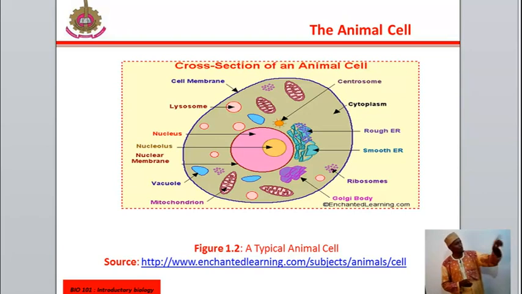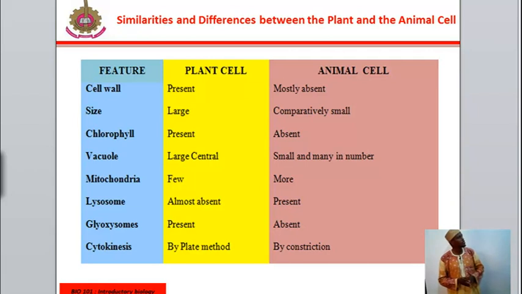The nucleus, let us see the nucleus. The nucleus is bounded by a membrane, and that is the nuclear membrane. This is one of the characteristics of a eukaryotic cell, which is not found in a prokaryotic cell. As we proceed, we are going to see this. These are the differences between the animal cell and plant cell based on the organelles.